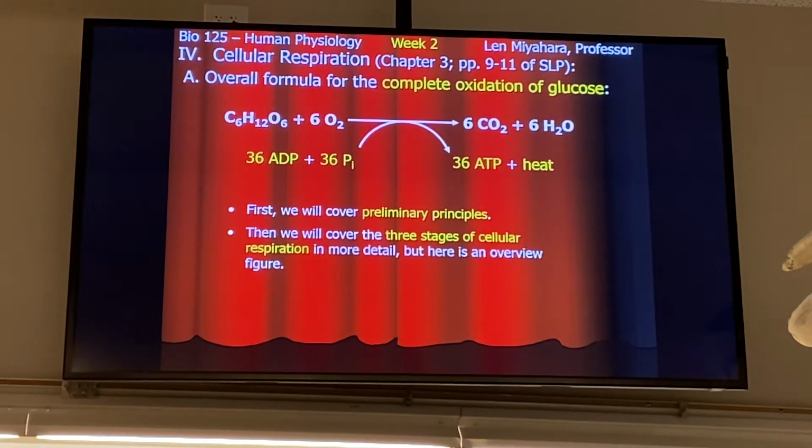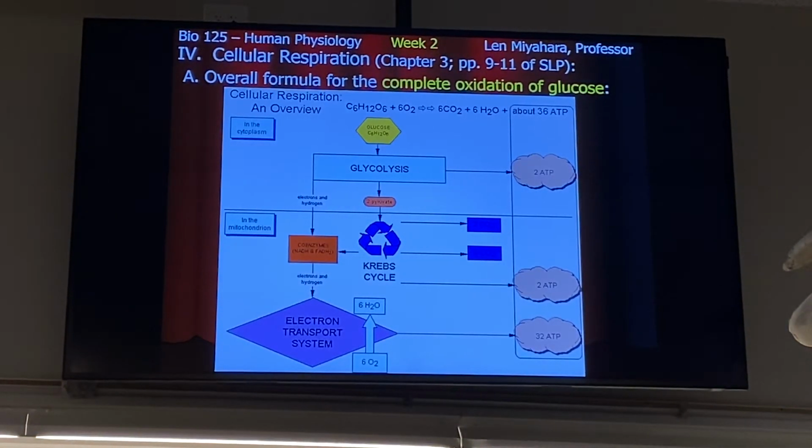When we do this, we're going to cover some preliminary principles. I'm going to cover some today before we end. And then we're going to cover the 3 stages of cellular respiration. We'll start with glucose, and that is what we're going to do on Monday. But here it is, the overall thing. Starting with glucose, which is a 6-membered ring, we're going to need oxygen, we're going to get out CO2 and water, and about 36 ATP.